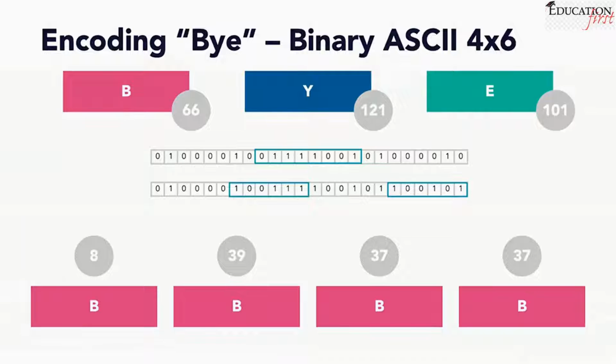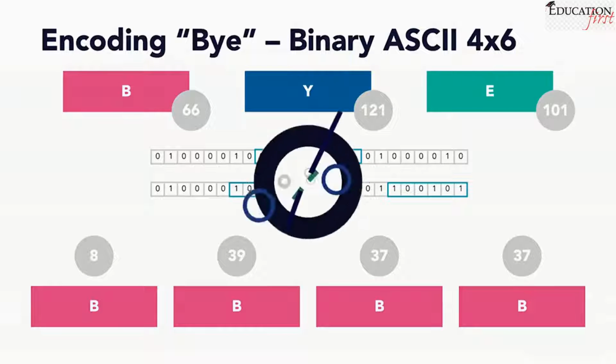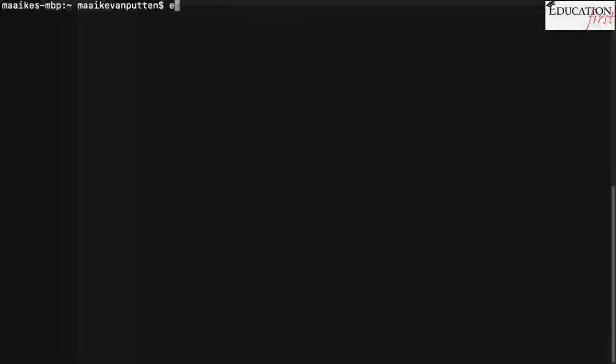Let me prove this to you by doing this on the command line. Let's go ahead and create a new string. I'm also going to be using bye here. And then I'm going to pipe by using base 64, which is the command line utility. And as you can see, it translates to Qnll.